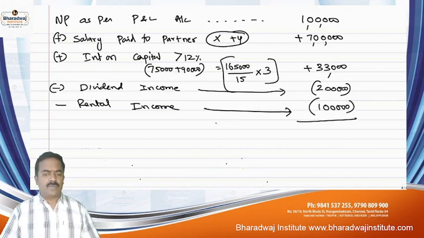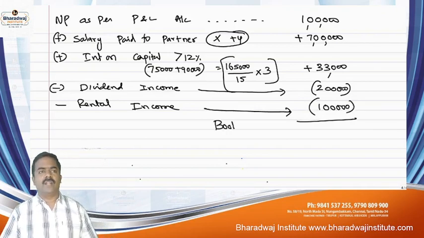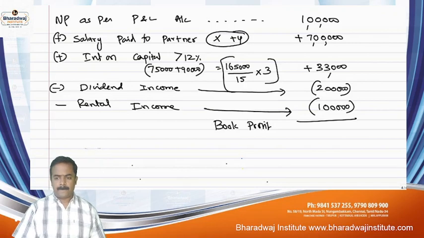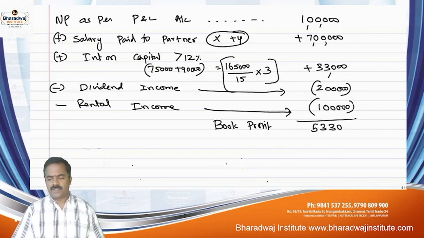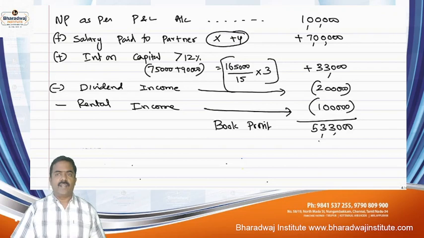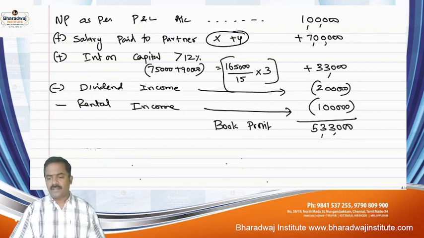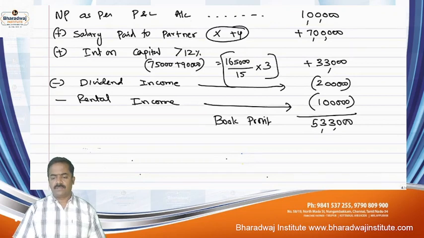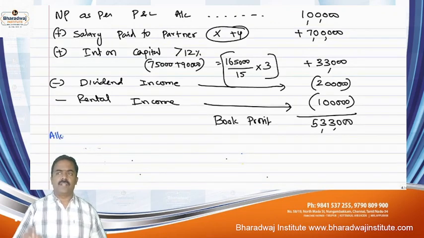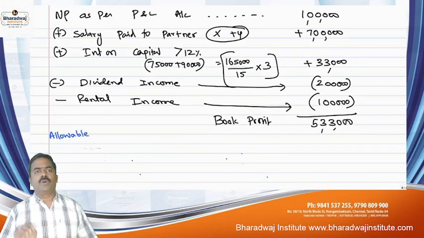Wait. From now on, whatever you calculate is not PGBP. This is called book profit. Work out and tell me. One lakh plus 7 lakh plus 33,000 minus 2 lakhs minus 1 lakh. How much will it give you? 5 lakh 33,000.